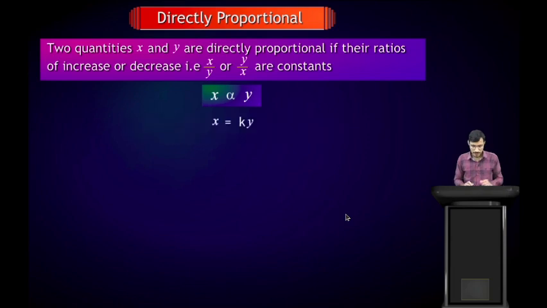x is directly proportional to y, where that is the symbol of proportionality. We can write x is equal to ky when we remove the sign of proportionality, so we can take constant k here. So x is equal to ky, that means x upon y is equal to k. The ratio of x and y will be constant always.